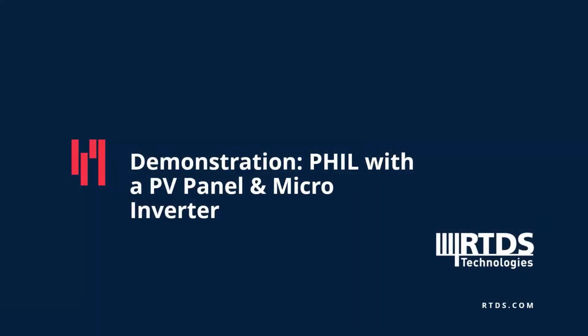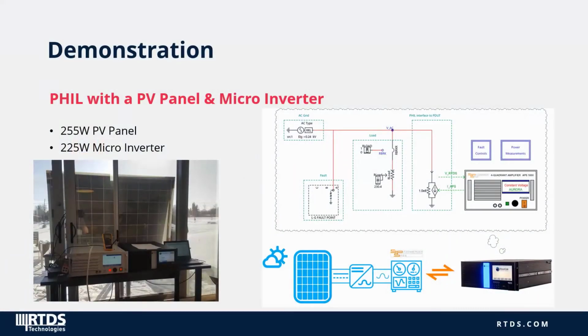Okay, next I'd like to talk about today's demonstration. In today's demonstration, we're going to be performing a power hardware and loop simulation with the RTDS by using a PV panel and microinverter. This slide here shows a brief overview of today's demonstration. On the right-hand side, you can see the power system that's going to be simulated in the RTDS. And what we'd like to do is interface this power system with a real PV panel, which is connected to a microinverter.